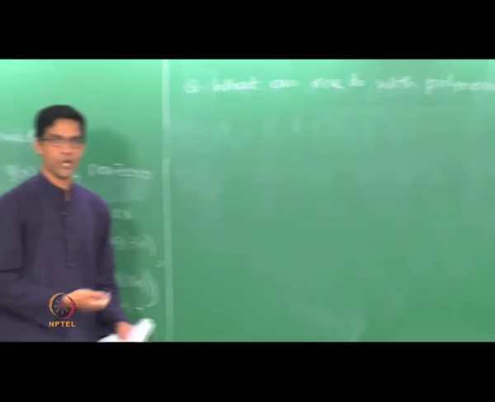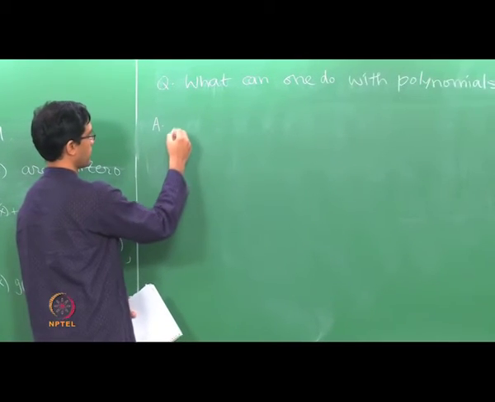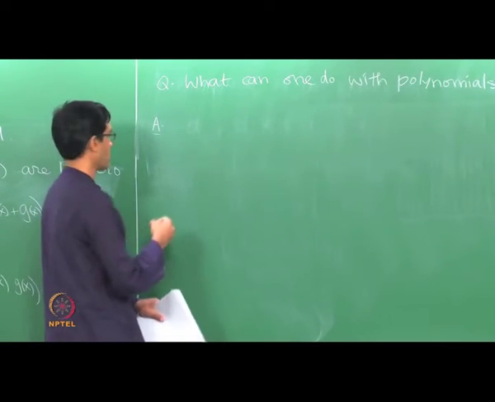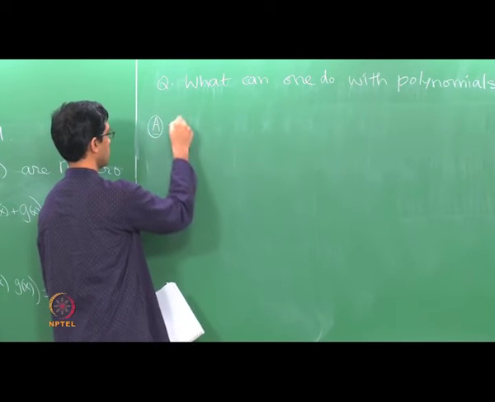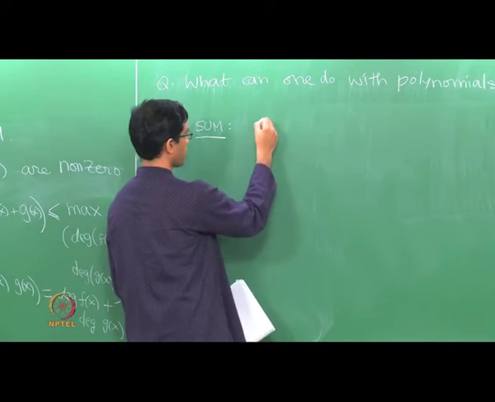What sorts of operations can you subject them to? So there are several different operations. One is the sum, the other is the product. So let us write each of them. One, sum. So what does the sum of two polynomials mean?